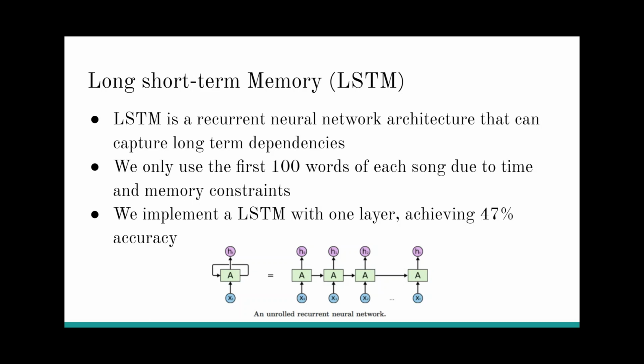And so this again had a similar structure to the multi-layer perceptron, except that it's a recurrent neural network, but it has one layer. And with this, we are able to achieve an accuracy of 47%. And again, we think that by adding more layers, we can probably achieve better accuracy, and by training it for longer.